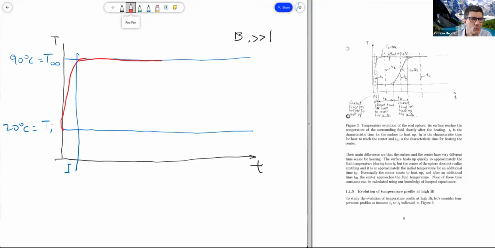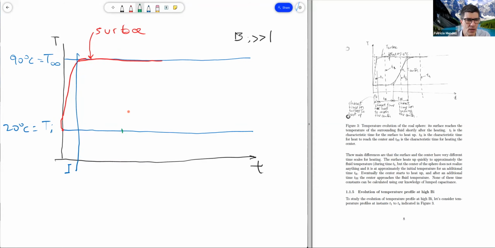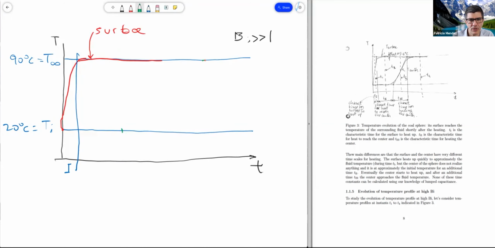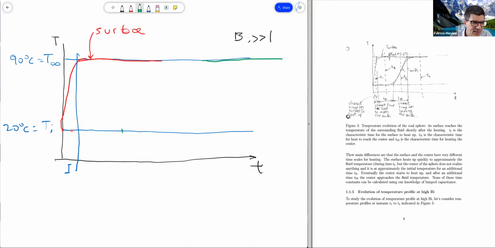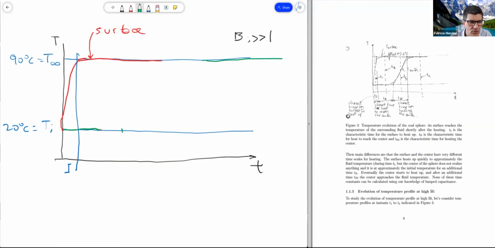Now let's talk about the center. The center for a while is not going to have an idea of what's going on. The center is like, whatever is happening on the surface, nobody's telling me, because heat takes a while to come in. Eventually, we know, no matter what, we're going to be at the temperature of the fluid. But the evolution now is very different from lumped capacitance. The center doesn't know what's going on, doesn't know what's going on. And all of a sudden, oh okay, heat is finally reaching the center, and the center will start to warm up, and will eventually reach the temperature of the fluid.